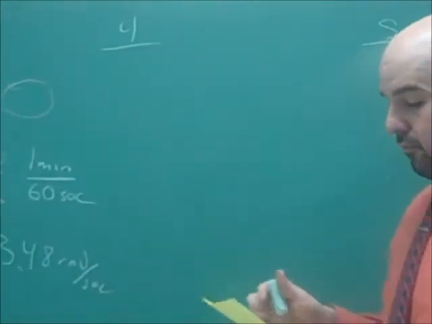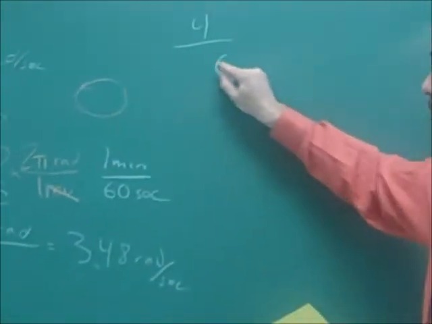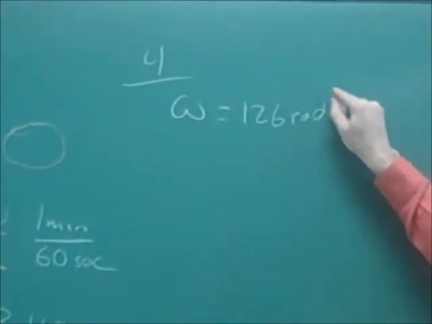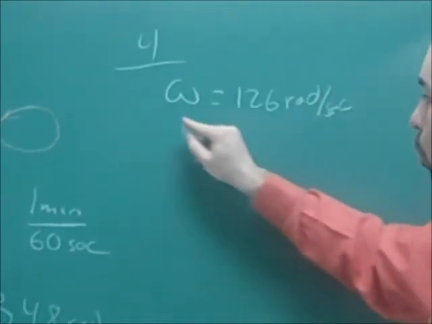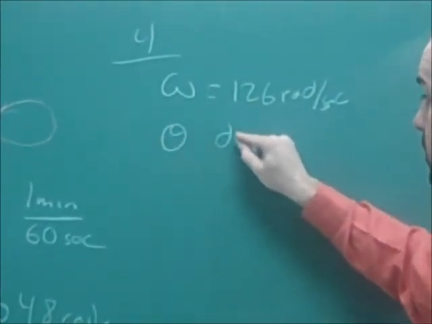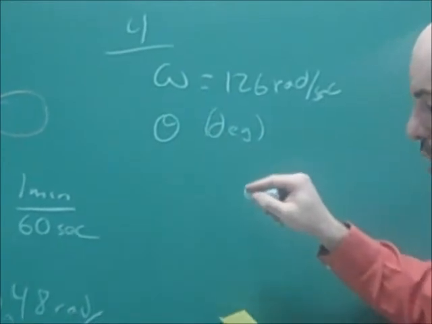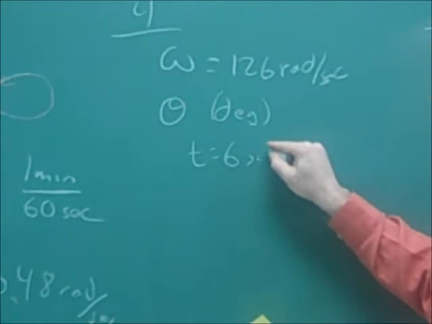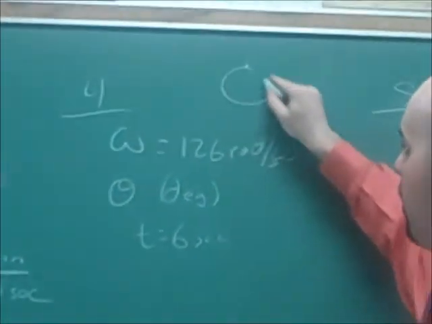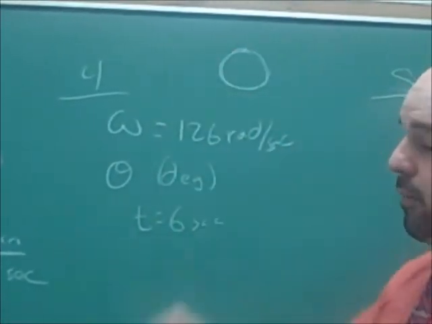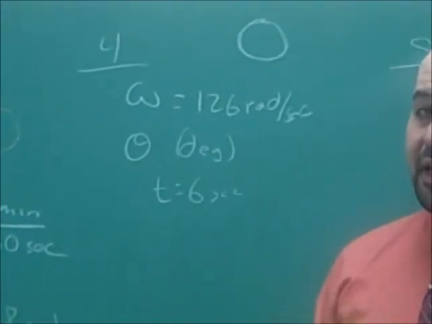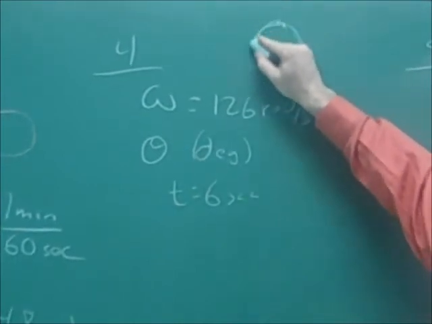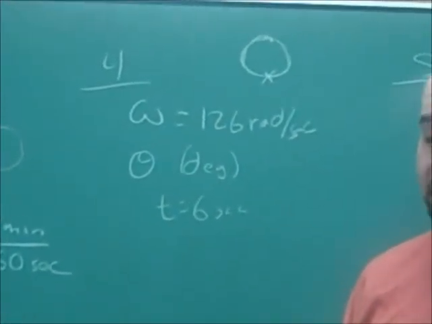Number 4 says, an object rotates at an angular velocity of 126 radians per second. What angle in degrees will it be displaced after 6 seconds? So think, if it starts here, and after 1 rotation, it'll be back where it started. It has not displaced any amount of degrees. If it ends up down here, that's a displacement of 180 degrees.